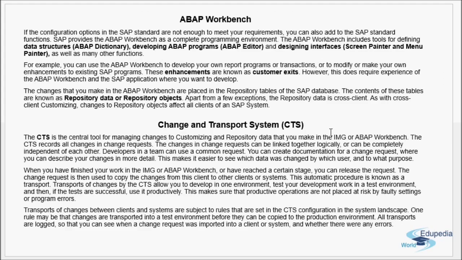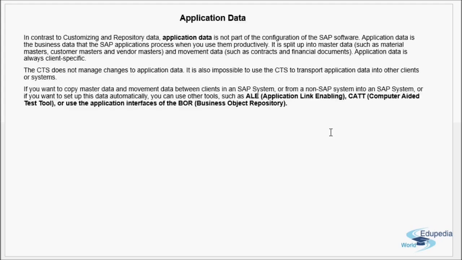Then we learned about CTS, the change and transport system. This is a tool for managing the changes in transports among different clients or systems. Then application data: CTS doesn't help us in moving application data from one system to another or a client. So you have to use other tools like ALE or CAT or BOR.